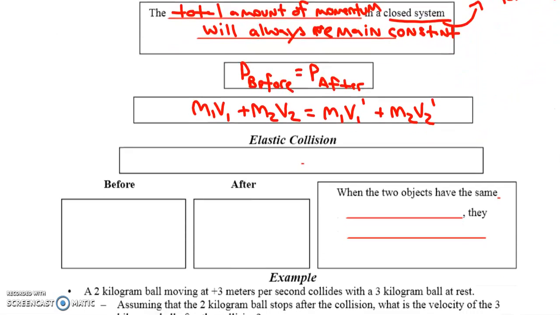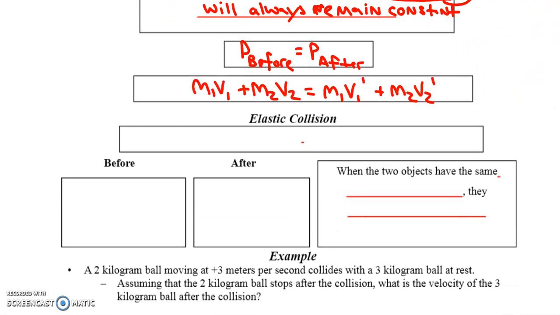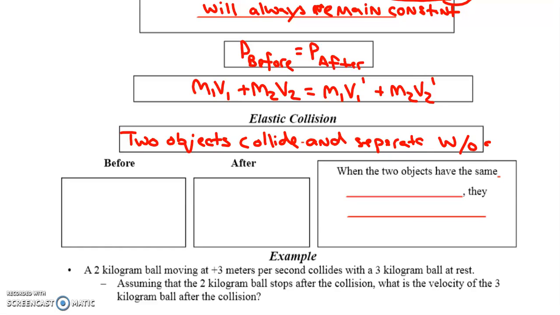Speaking of different types of collisions, the first one that we'll be talking about is an elastic collision. It's when two objects collide and separate without any sticking. Meaning that they pop apart and they are not still physically interacting with the other object.